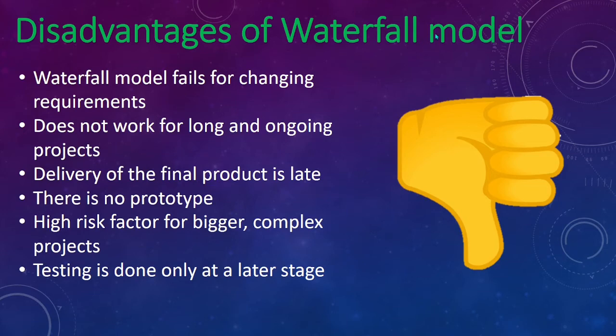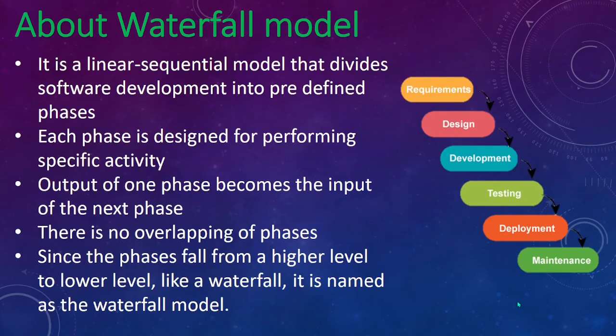It does not work for long and ongoing projects. The delivery of the final product is late since there is no prototype. There is a high risk factor for bigger complex projects, and the testing is done only at a later stage. If we look at the waterfall model, the testing is only done at the fourth phase. For example, if we find some design errors, we had to wait for the testing phase and we cannot do the testing there itself. So this is also one of the major challenges faced by the waterfall model.